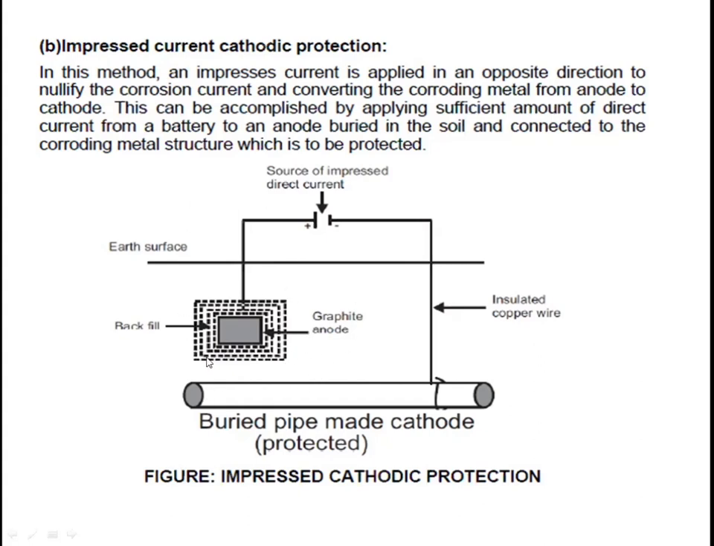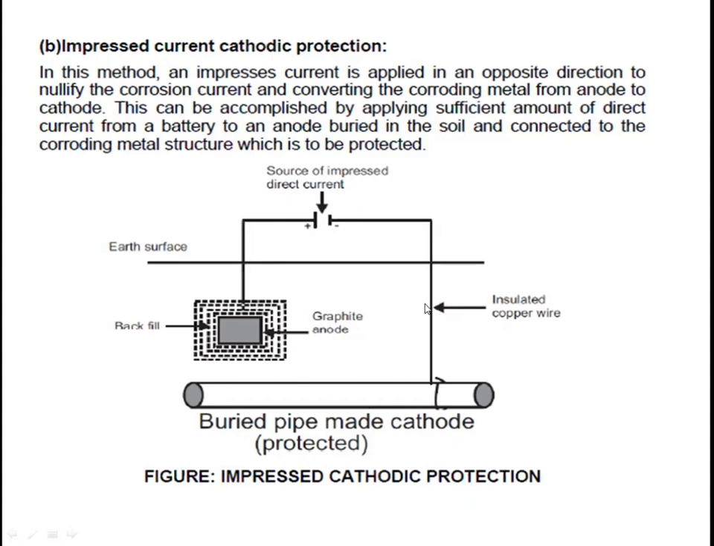Once again, I will repeat it. This one is the anode at ground level, and this one is the cathode, which can be the pipeline to be protected, and this is a copper wire. The anode and cathode are connected with a DC current in the opposite direction to nullify the corrosion. By using impressed cathodic protection, the cathodic part will be protected. This technique is useful for water box coolers, water tanks, buried water pipelines, condensers, etc.